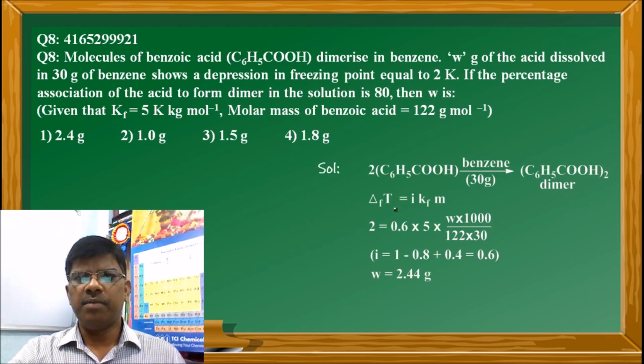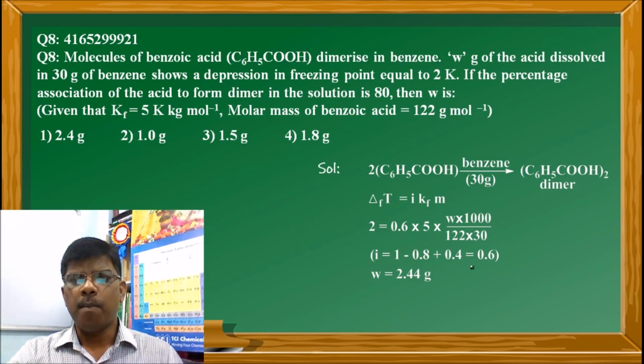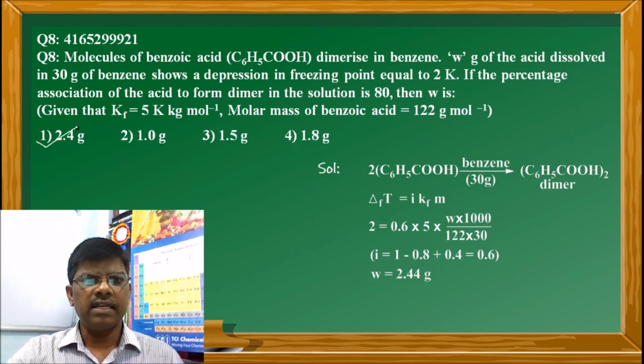We know that the depression in freezing point is equal to i Kf m, where for dimerization i is equal to 0.6. So 2 = 0.6 × 5 × W × 1000 / (122 × 30). Here i is 1 minus 0.8 plus 0.4, which gives 0.6. Therefore, W is 2.44. Option 1 is the correct option.